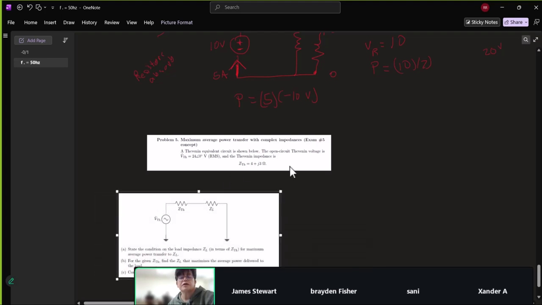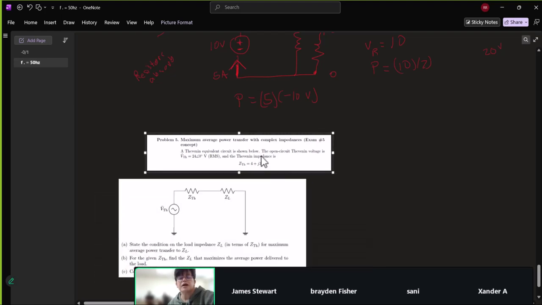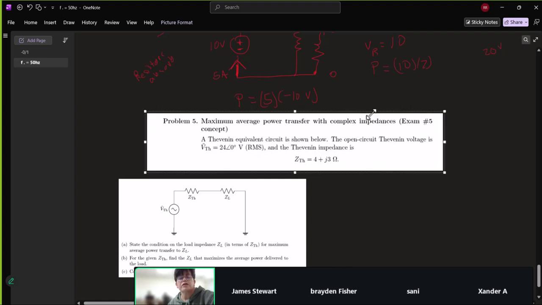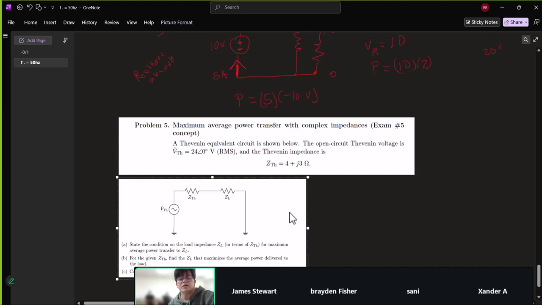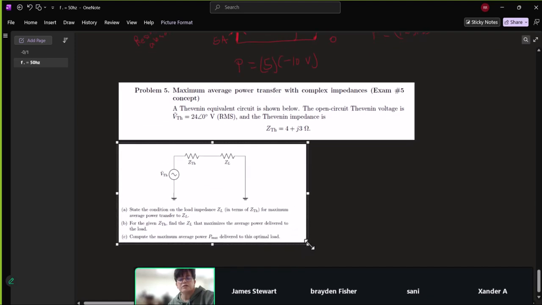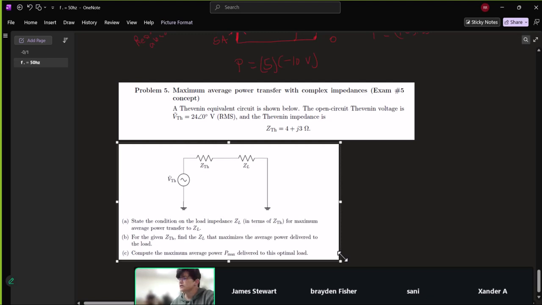So for this one, we're going to be talking about maximum average power transfer. And you may remember from circuits 1 that you get maximum power transfer when your load resistance equals your Thevenin resistance. And same thing is kind of true for AC circuits, except remember that real power comes only from the resistance, and any reactive power that you're getting from an inductor or a capacitor is going to take away from your real power.